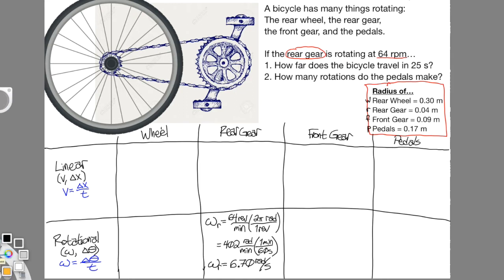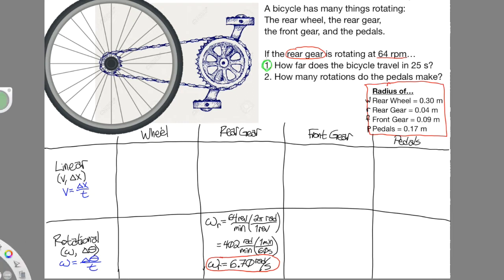So this piece of information, I'm going to circle in red, is our starting piece of information. And from here, we can get just about anywhere else in this grid to learn any other linear or any other angular variable that we want to know. And to show us how to get there, I'm going to do a couple example calculations.